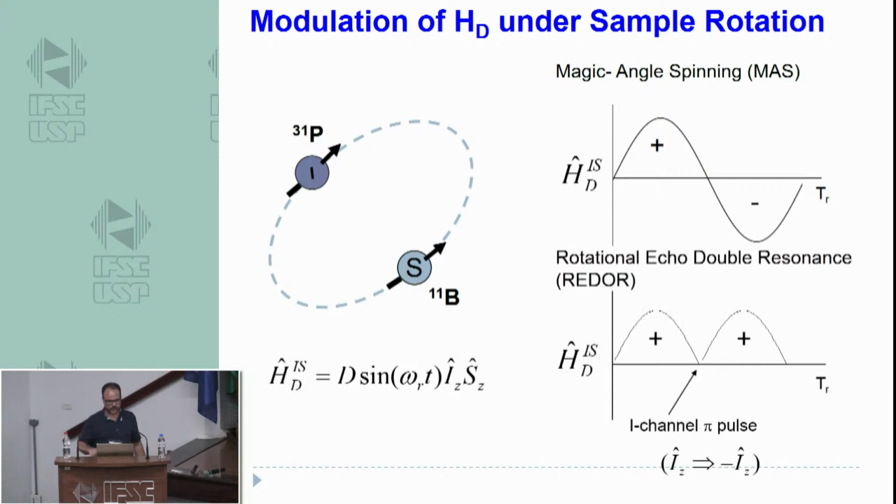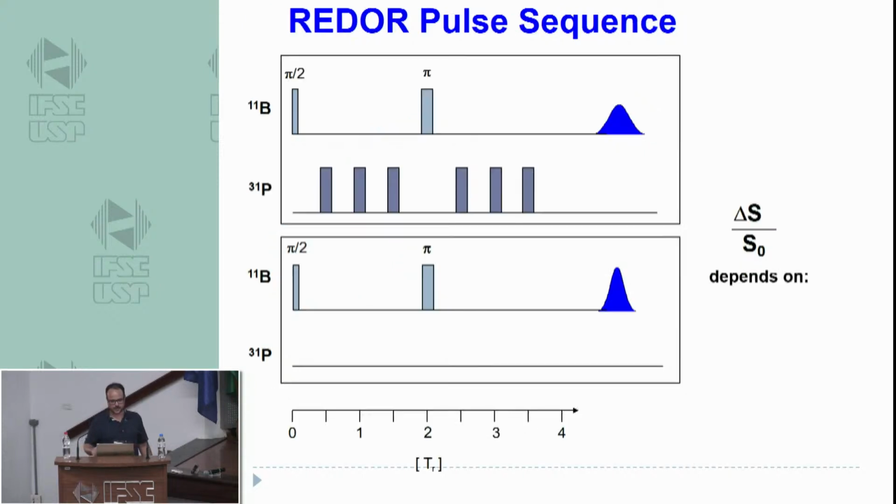Then we reintroduce it with a pi pulse right in the middle of the rotor period here. When we apply this pi pulse, you invert the contribution of this. If I'm observing the phosphorus species, for example, I'll invert the contribution from boron species, but the phosphorus will remain the same. Then we have this inverted contribution. Then the dipolar coupling, on average, is not 0 anymore, and we can then measure it. So it's done like this.